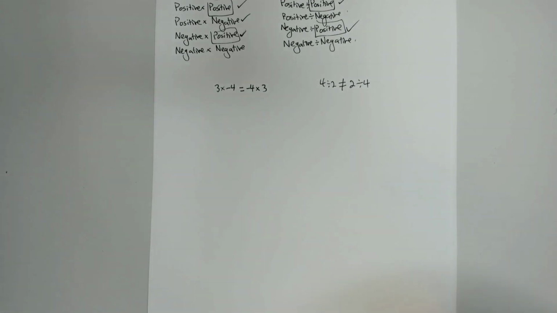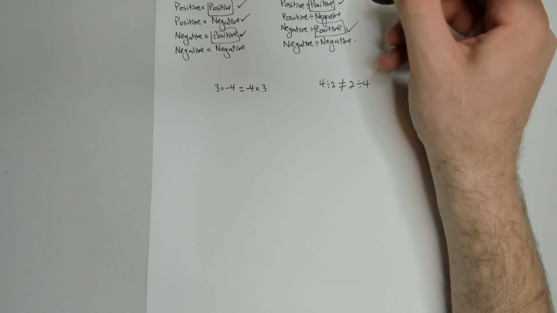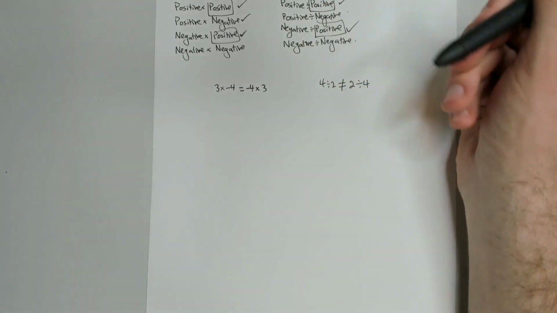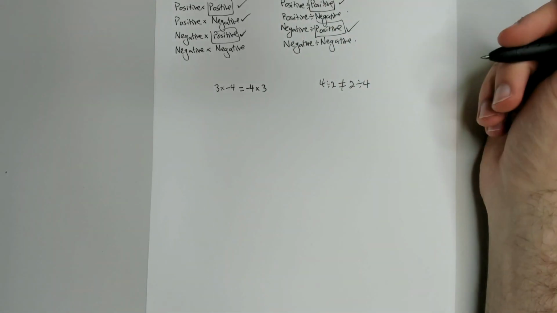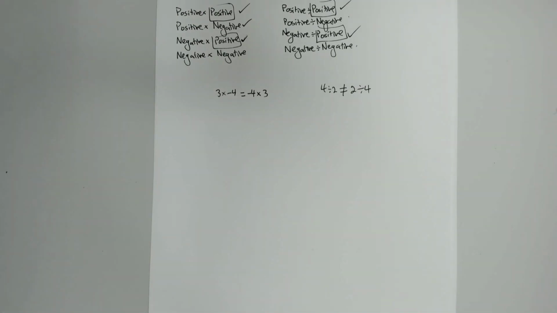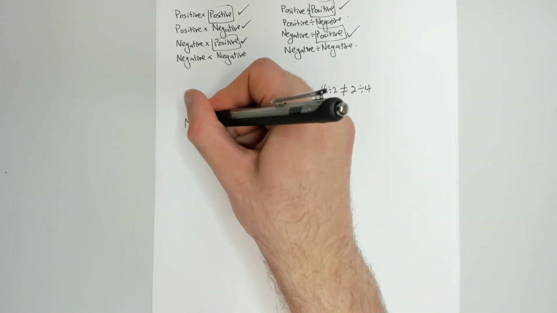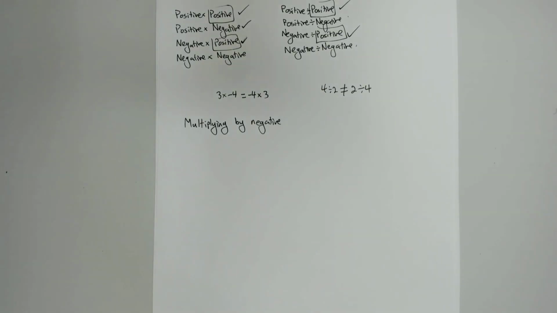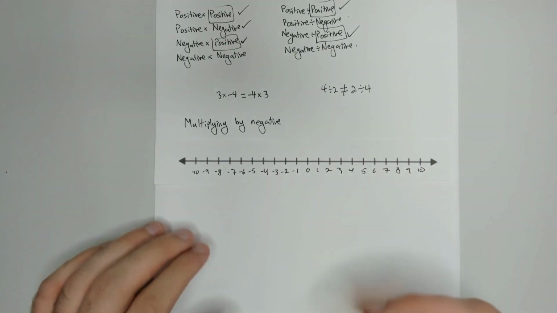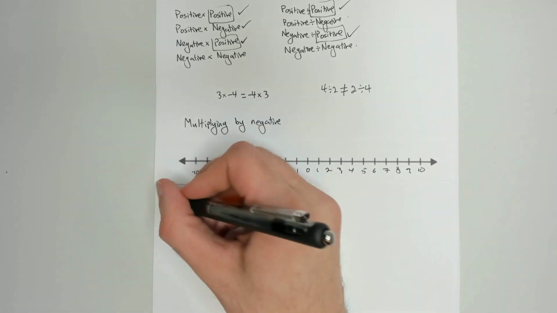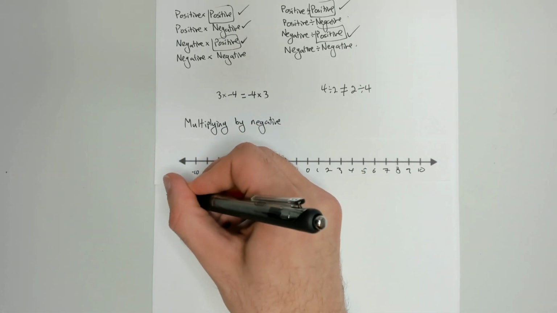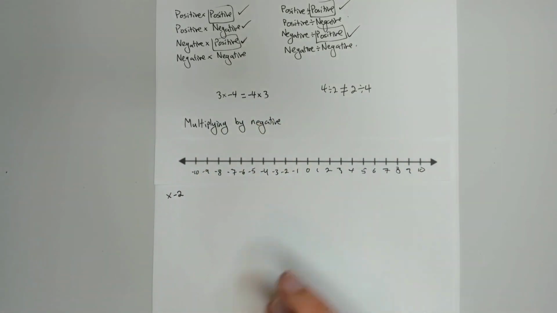So we've gone so far with dividing by the positives and multiplying by the positives, but now we have to bite the bullet and actually multiply and divide by negatives and see what that looks like on the number line. All right, so let's turn our attention to multiplying by negatives. So let's say I take a number line here and I want to multiply it by -2.